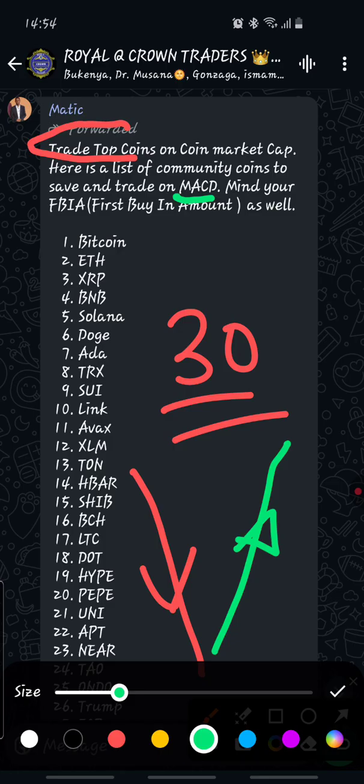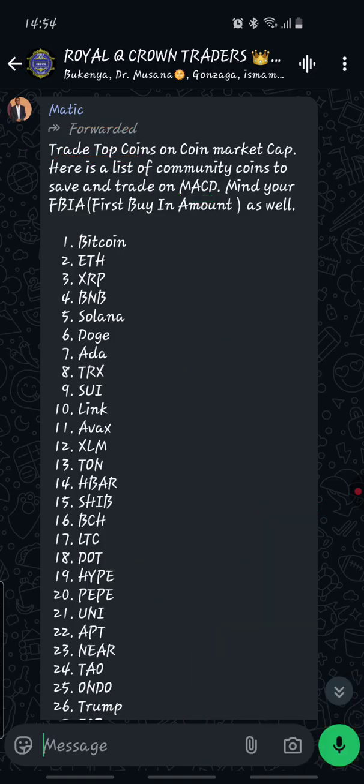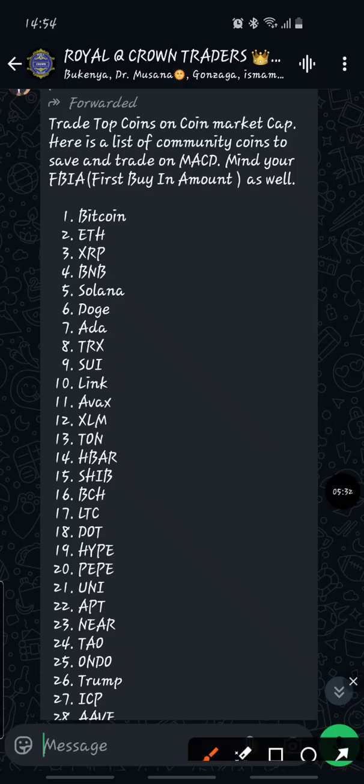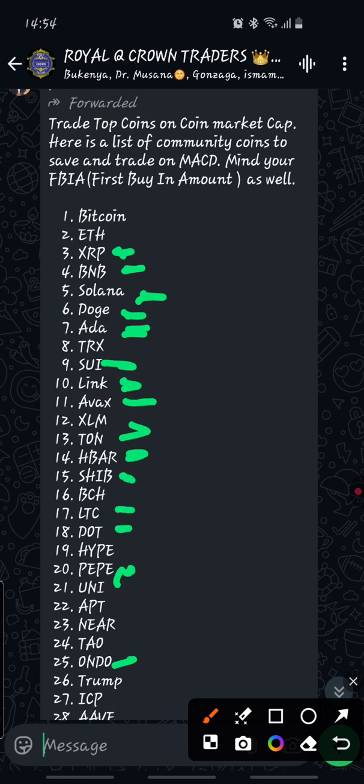Choose coins such that even if they overdrop, you are not worried about what may happen. For example, among my favorite coins here, you have XRP, BNB, Solana, Doge, ADA, Sui, Link, Avax, XLM. All these are very good coins. Ondo, Pepe, Shiba, Dot, LTC, BCH.